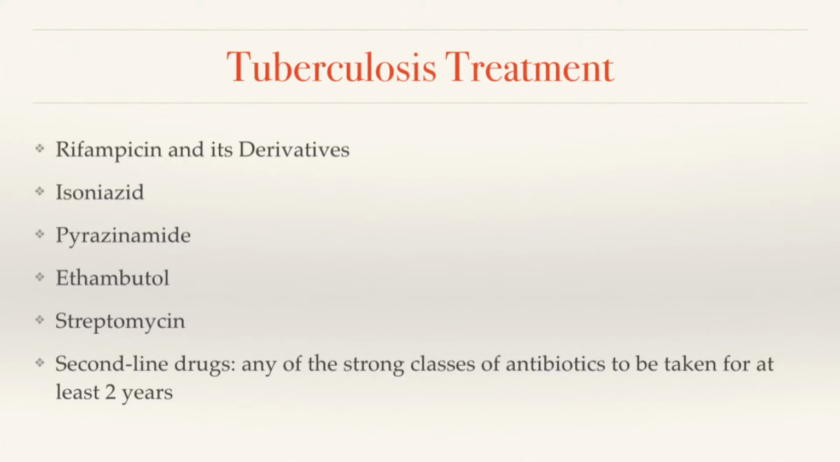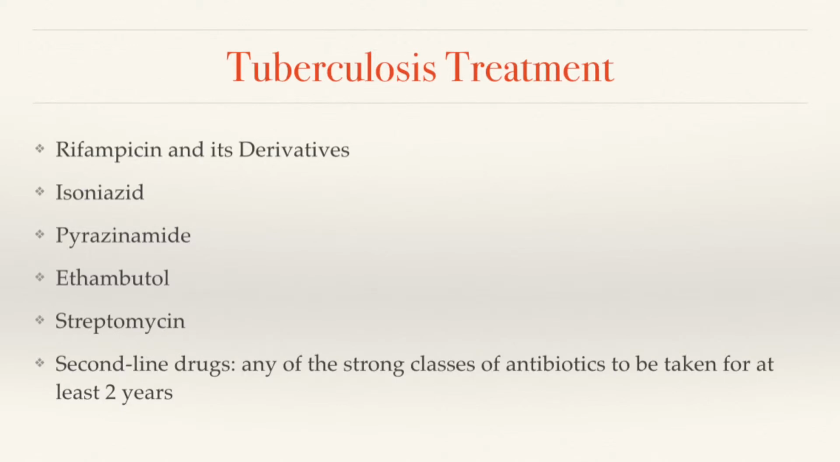For the treatment of tuberculosis, I will be discussing them in a new video or a future podcast. Just to give you an overview of the drugs used for tuberculosis treatment, there are two types. The first one are the first line drugs. These drugs are the most effective of them all. They also have few side effects. The drugs are rifampicin and its derivatives, isoniazid, pyrazinamide, ethambutol, and streptomycin.